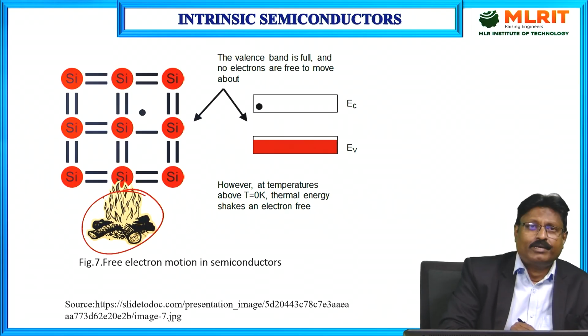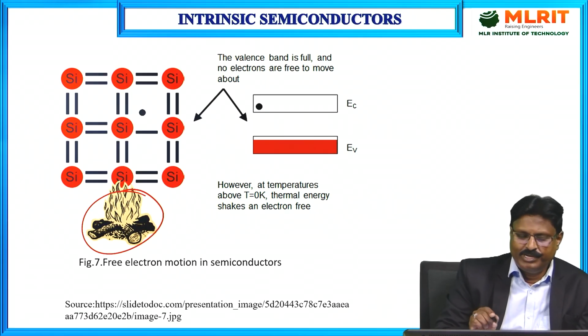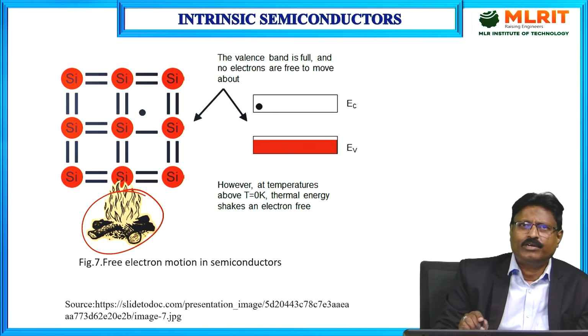So at 0 degree Kelvin, it behaves like an insulator, nothing happens. No valence electron will jump into the conduction band. That's why the conductivity will be equal to 0.